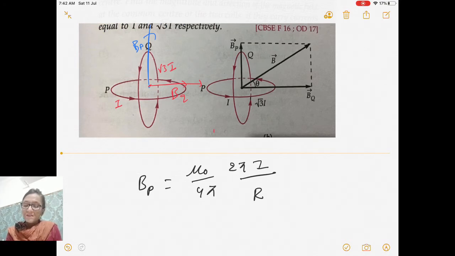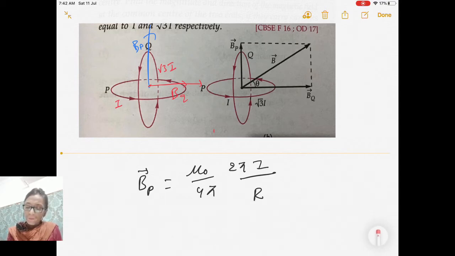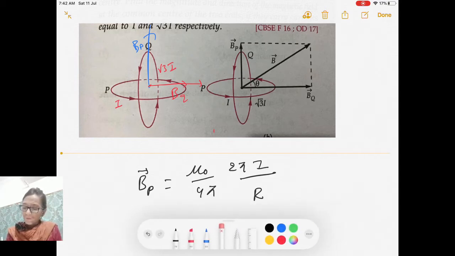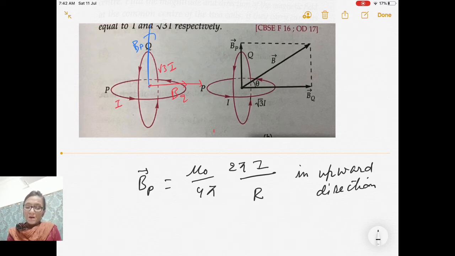And this is along y direction, in upward direction. This is the magnitude. Okay, let me write direction also, in upward direction.